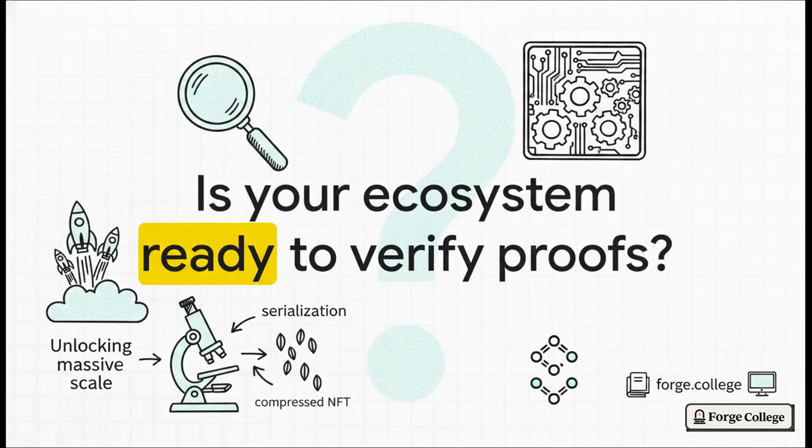I'll leave you with this provocative question to ponder today. Is your current project's ecosystem truly ready to assemble and verify proofs efficiently? If the answer is yes, you are ready to unlock massive scale. Next time, we're going to pull out the microscope in our follow-up lesson, Anatomy of a Compressed NFT, where we'll look at the exact serialization of these leaves.